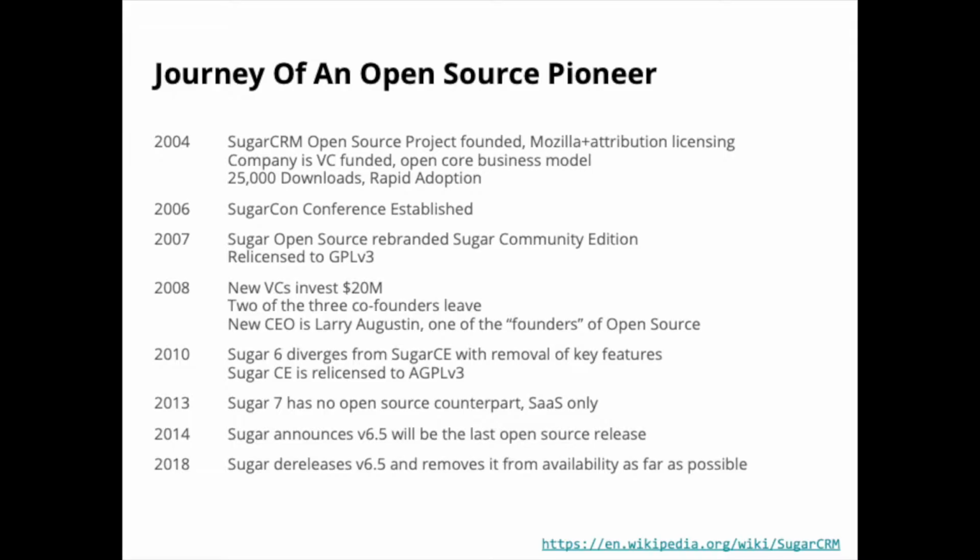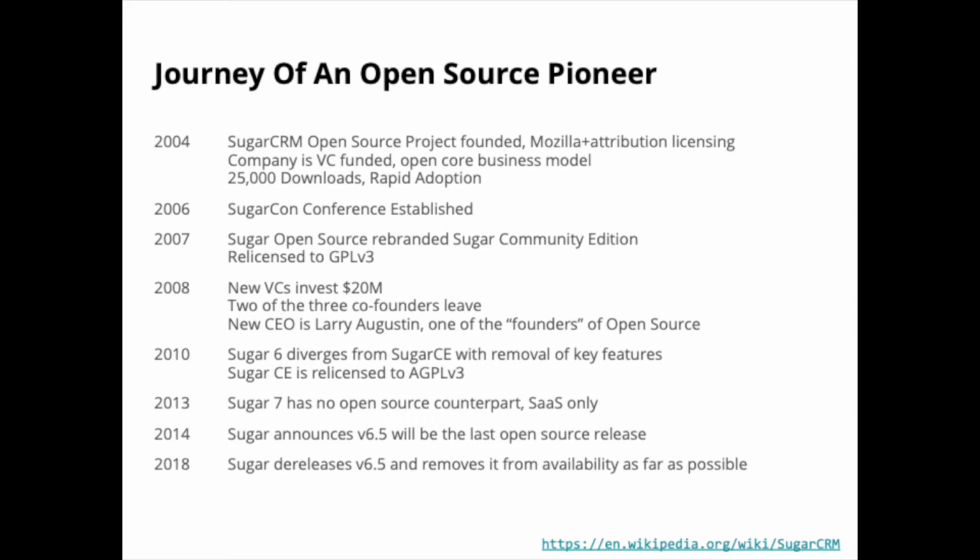The Mozilla license in the original project was quite important, though, because being a copyleft license, it meant that it was necessary, theoretically, to have a contributor agreement. And so having a contributor agreement meant that Sugar was able to relicense to GPL v3 in 2007. The move to GPL v3 obviously gave confidence to VCs, because in 2008, $20 million was invested in Sugar CRM.